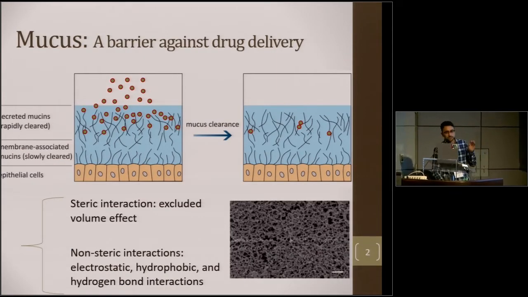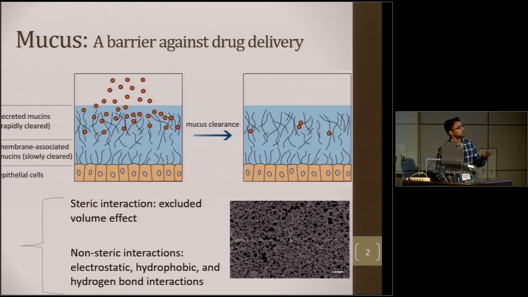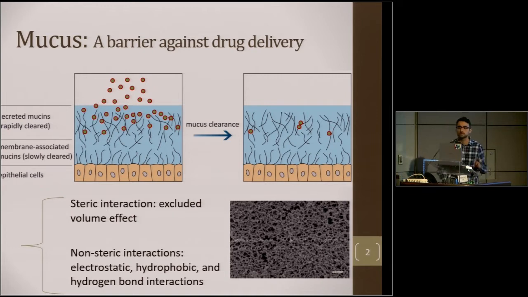Mucus protects epithelial cells from foreign particles, and we have mucus in different organs and tissues. At the same time, mucus is a barrier against drug delivery. Mucus is composed of water, DNA, lipid, and mucins, which are mainly responsible for the viscoelastic properties of the mucus. Usually particles cannot be transported and penetrate the mucus effectively, and they are discharged.